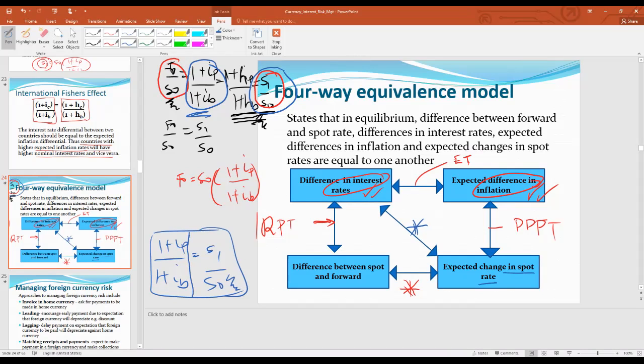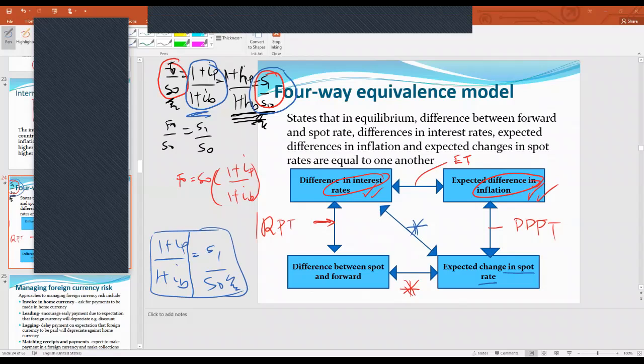Munir, is it clear? Is it clear, Munir? Yes, it's clear. Okay, great. John, is it clear?